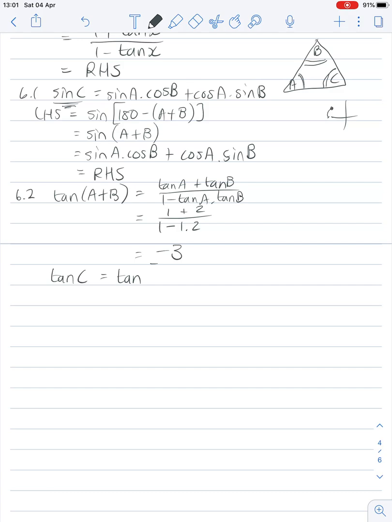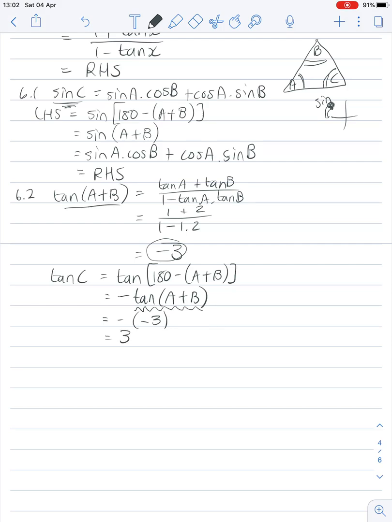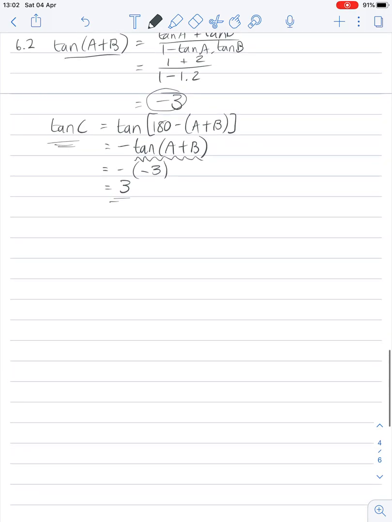So we can say tan C is the same as tan of 180 minus A plus B, right? This way, however, going into this quadrant there, remember, is sine's quadrant, not tan. So that reduces to negative tan of A plus B, right? We now know that tan A plus B is negative 3. So this then is negative of negative 3, which is 3. So now we've proven that tan C is equal to 3. Happy? Cool. I'm going to try squeeze number 7 in, and then we'll carry on with life.